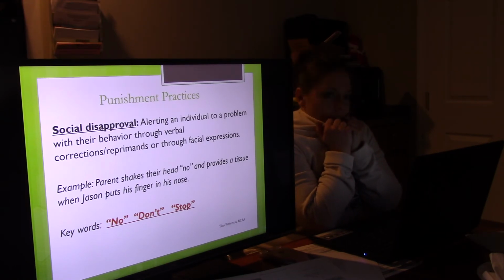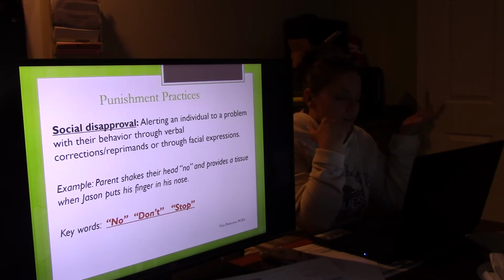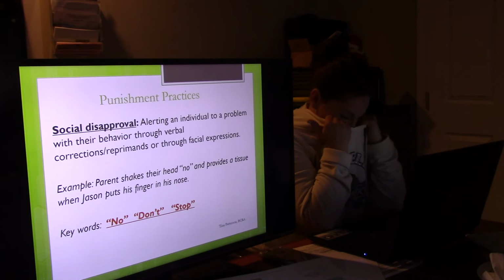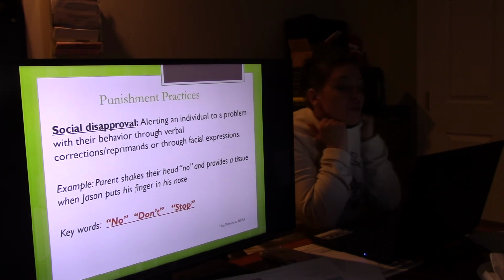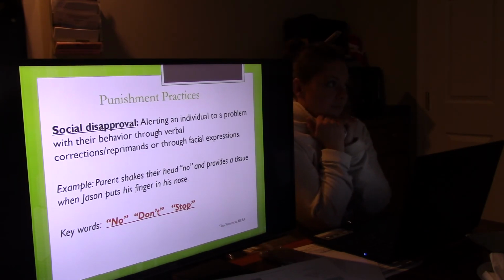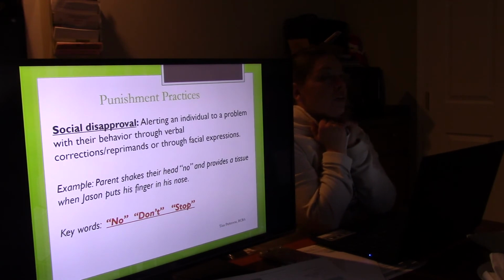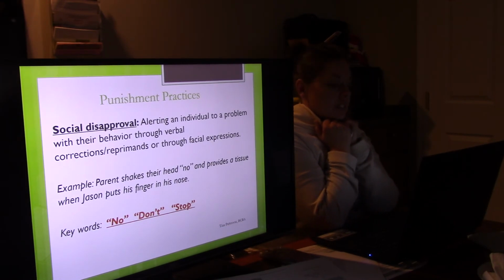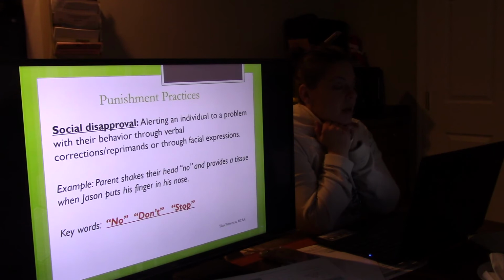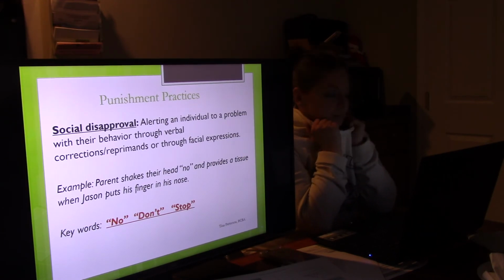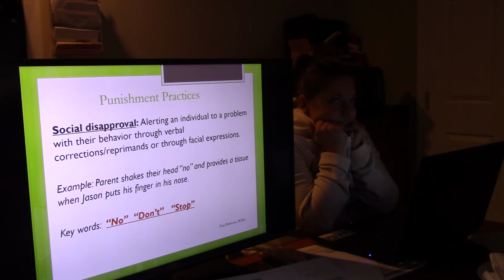Please don't say no. Don't say stop. Those are punishment techniques. Those are like all the words that I catch myself saying. You just told on yourself for one of them. You're aware of it though now. You're still going to do it because it's going to take time to break that habit, but I'm aware of it. You're aware of it. And that's step one, aware.